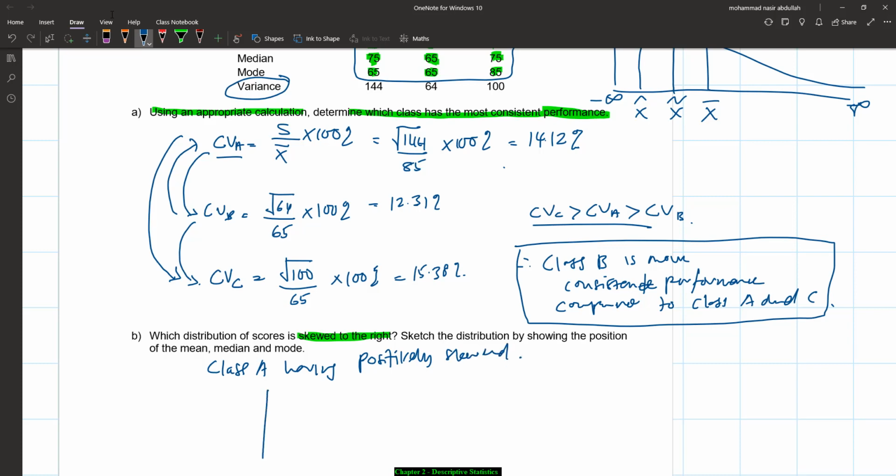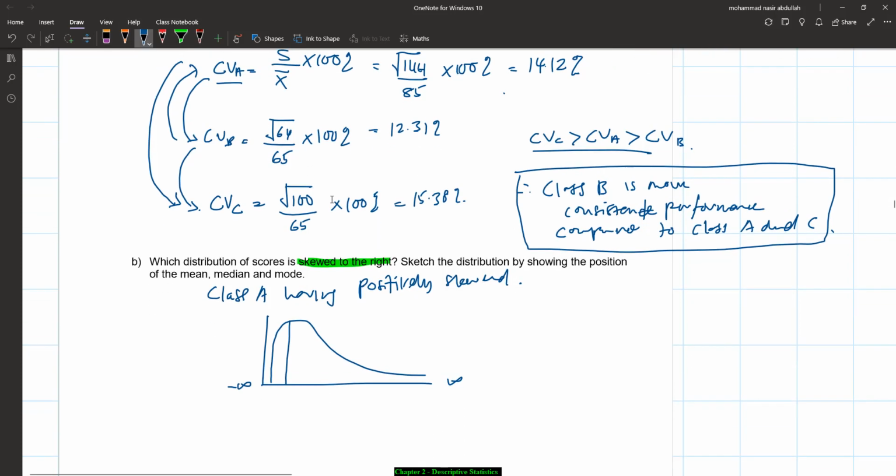So we can draw macam ni lah. So negative infinity, and this is the mode. Mode is equal to 65, right? Median is equal to 75 and mean equal to 85. So skewed to the right distribution. Okay?